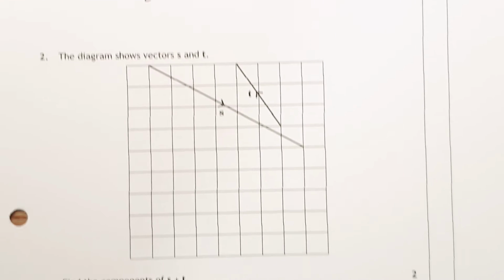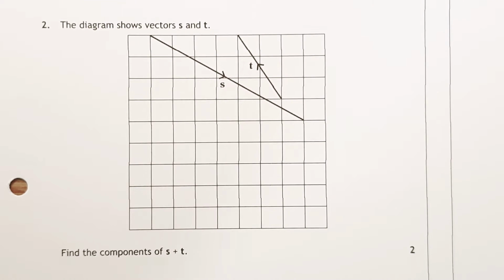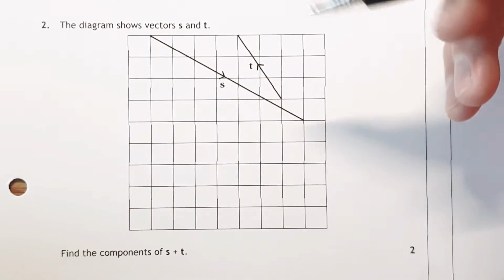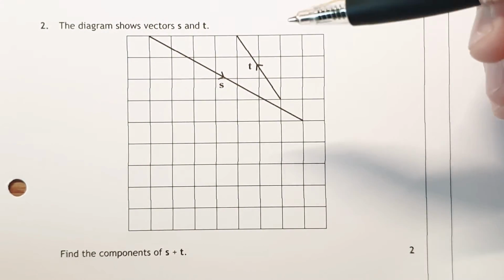Now in question 2, we've got a couple of vectors here. We've got to find the components of s plus t. So we've got s, we've got t. What we can do is write down the components of each of them, and then we could add it together, or we can draw them joined together. So what I could do is I can draw them nose to tail.